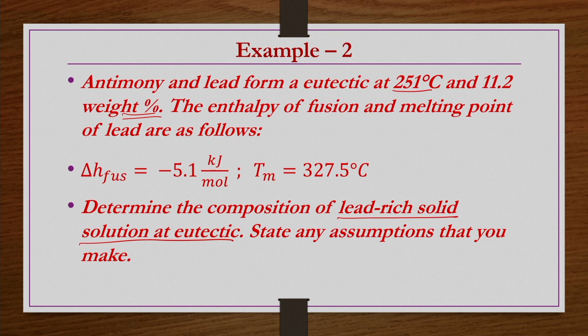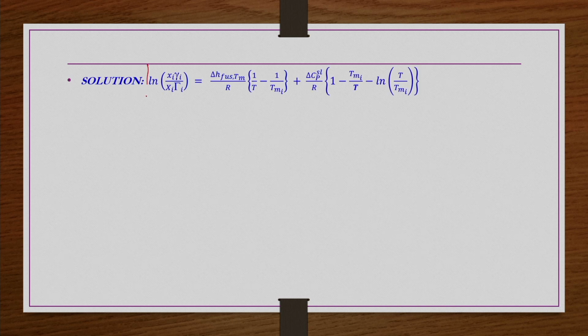So, nothing has been given. It is mentioned lead rich solid solution at eutectic. If one of the phases is rich in one particular component, mentioned like that, that means it is a partially miscible system, or partially miscible solid solutions are there. So, ln small x_i gamma_i by capital X_i gamma_i is equal to the expression that we have to use, and we have to find out what is this small x_i, capital X_i. Okay. So, this is the expression that we have to use.